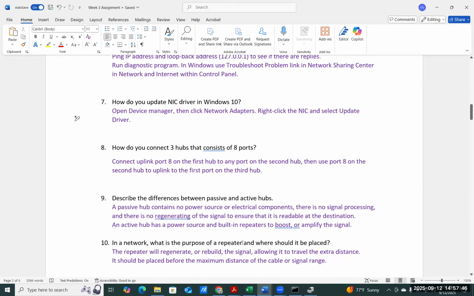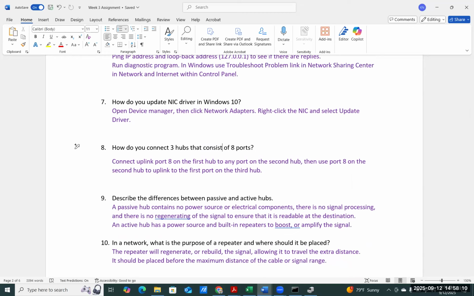Okay, so let's answer A. How do you connect three hubs that consist of 8 ports? What I want is 24 ports for my network segment, and I have those small 8-port hubs, the tiny ones, and those are the appliances that I'm going to work with.